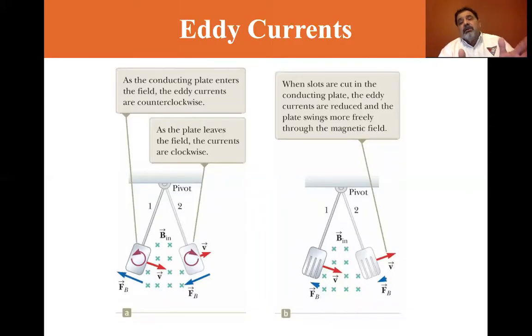Now, what good does this do? What do we use it for? Well, if you ever used a triple beam balance in lab, I know most of the time we use the little electronic, but if you use a triple beam balance, on one end of it there's a little aluminum plate, and there are magnets inside, and it damps the oscillation of the triple beam balance.